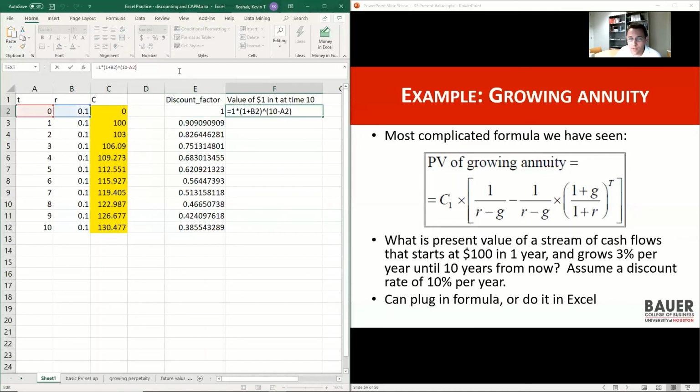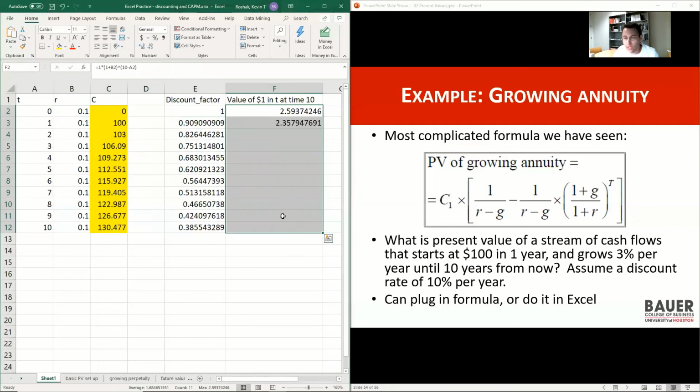And once you set up this present value with this future value formula, now we're doing future values. Once you set it up once at time 0, again, you just fill down and you get the future value of all those other periods. And again, this is a nice check. We want to know what's going on at time 10. What's the value of $1 at time 10?